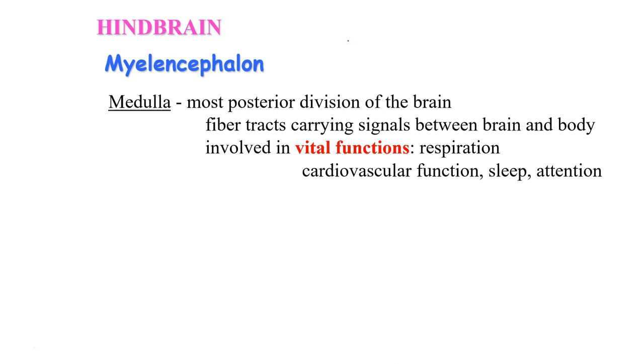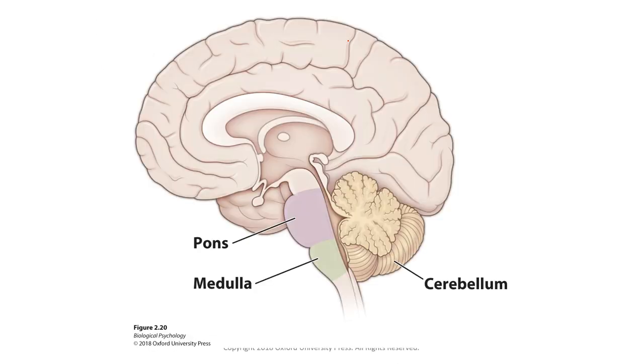It carries a lot of fiber tracts between the brain and body, but also handles a lot of those vital functions that keep us alive and that we're not really paying attention to, like respiration and cardiovascular function, sleep, as well as attention. And so here is, collectively, an image from your textbook of the pons, medulla, and cerebellum together. They make up the metencephalon and myelencephalon.